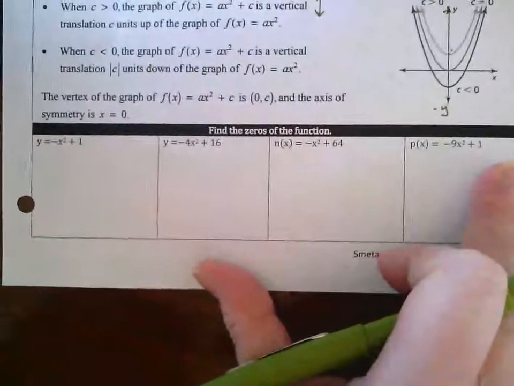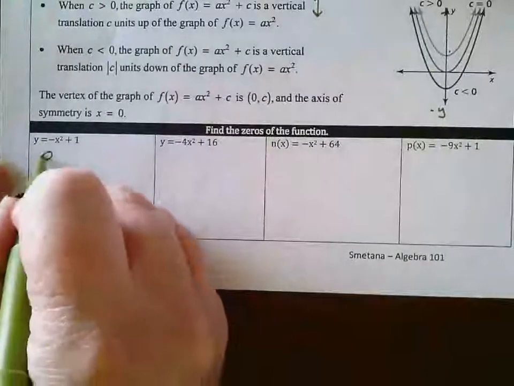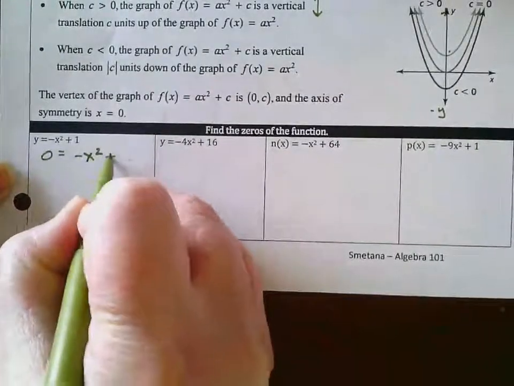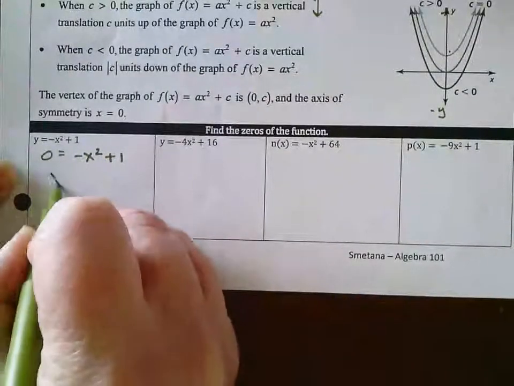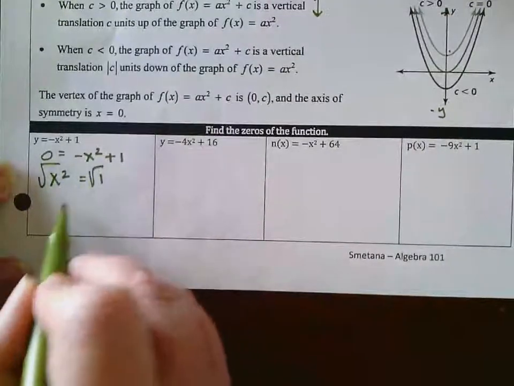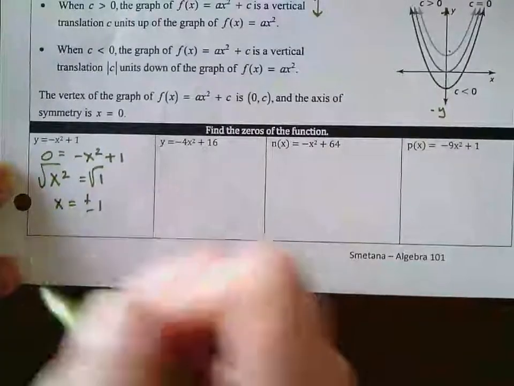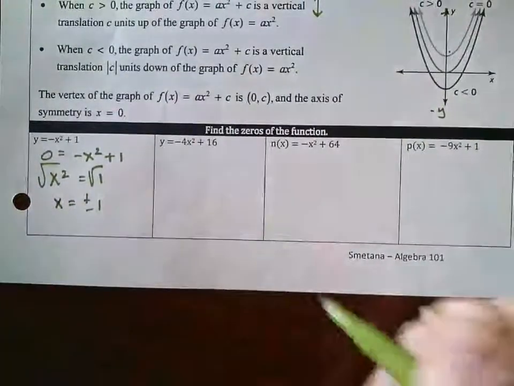So this is exactly like the one I just did above. Just to remind you, you set this equal to 0. You add the x squared. You take the square root. And you get plus or minus 1. And that's what we call the zeros of the function.